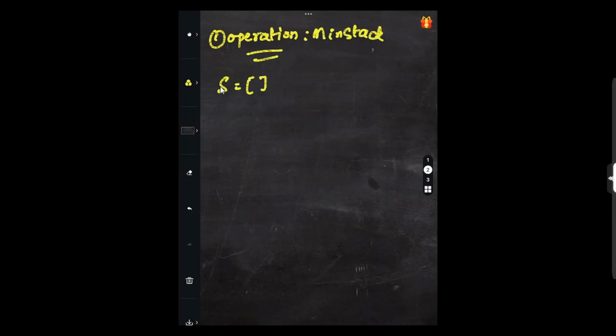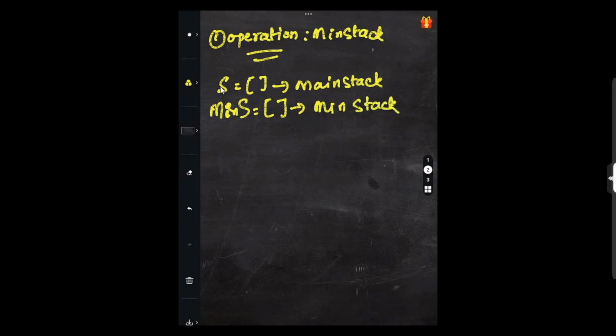This one is the main stack here. And let me give here the minimum stack. I'll consider this one also and initialize it. This is nothing but min stack. The output will be, initially it's just the initialization, so the output will be null here. They had mentioned the return value will be void, nothing but the output will be null.